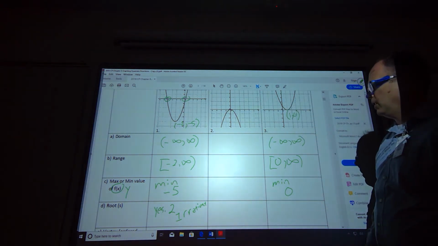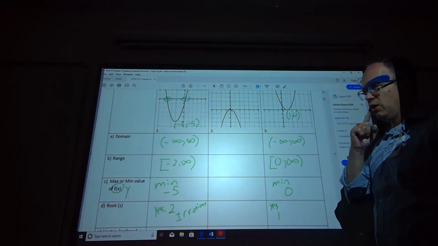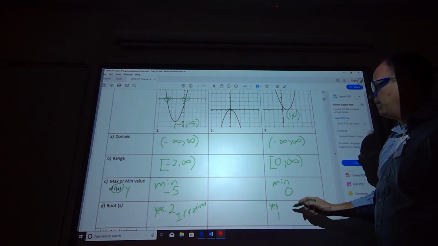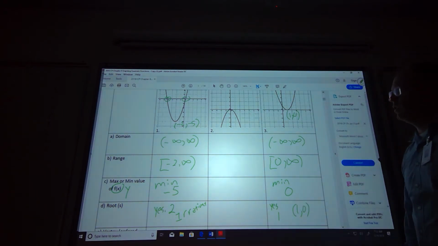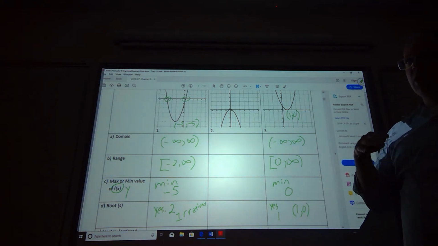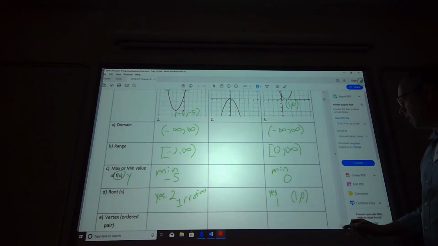It does indeed touch the x-axis. So yes, we have roots. We have one root because it touches once. Remember we said that was a bounce. And then my root is going to be at 1, 0, which happens to be the vertex in this case. So remember, irrational, it crosses the x-axis, but you can't tell exactly where because it didn't cross a nice whole number.